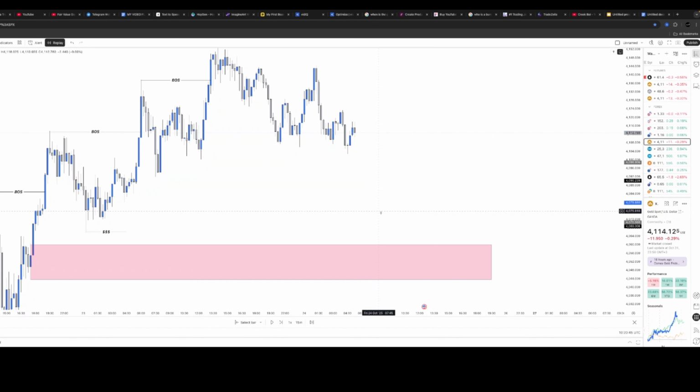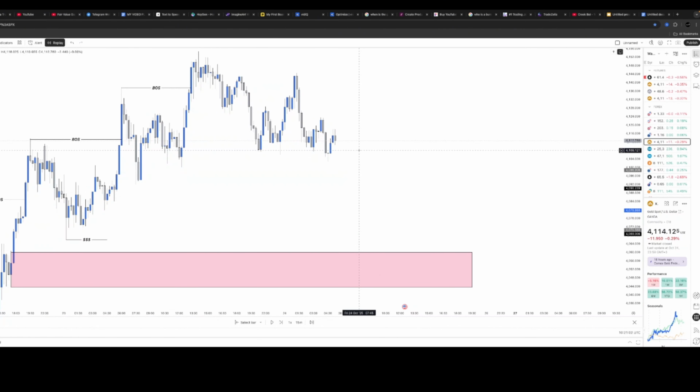Either you have to wait for the market to come and reach in the mid of the zone so that you can trade and minimize the risk, or else you have to wait for the market to come to the zone and then the market changes character on the lower time frame and then you take a trade. So it's all up to you to choose what you want to go with the market.